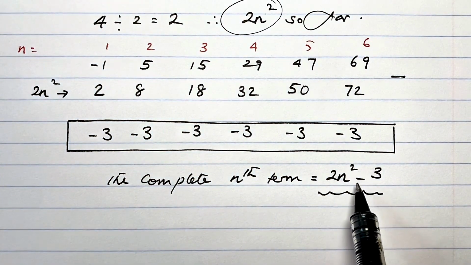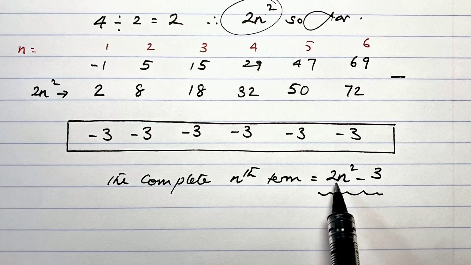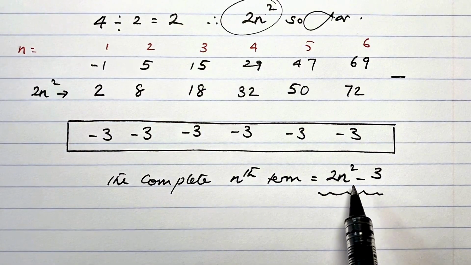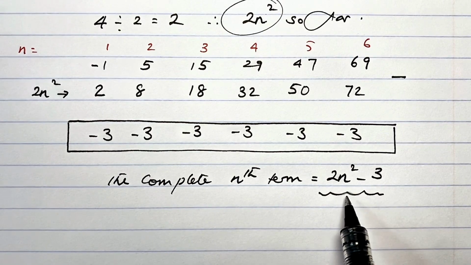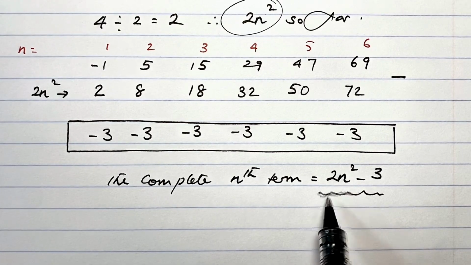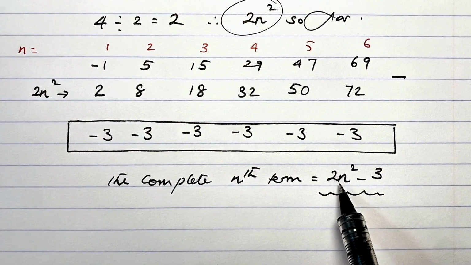Again, you can see here, it is not a complete quadratic, the n term doesn't exist, but it's still called a quadratic sequence because the highest power of n is 2.